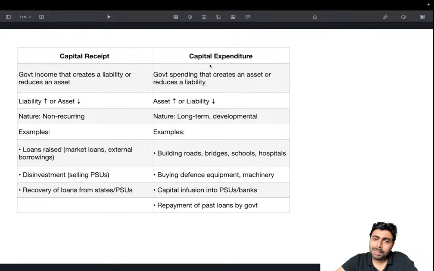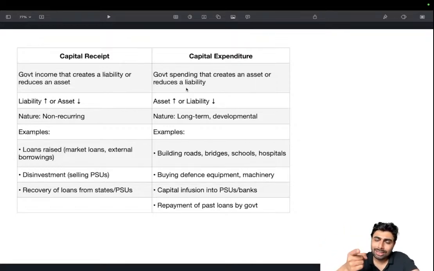And in case of capital expenditure, government is spending money that creates an asset or reduces the liability. Spending that money meaning creating a road, a building, a bridge or anything, that's capital expenditure. Acquiring new technology is a capital expenditure. Or government is paying back the debt, not interest payments, paying back the actual debt that they have borrowed. Then the liability reduces, so it's a capital expenditure.